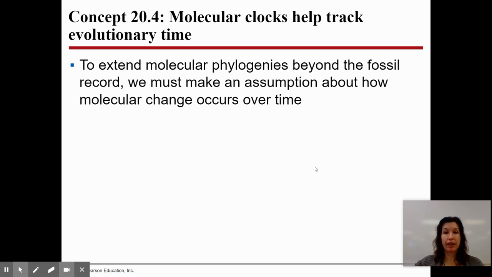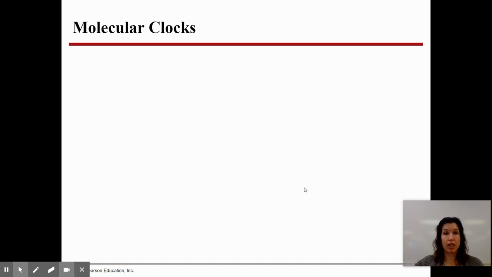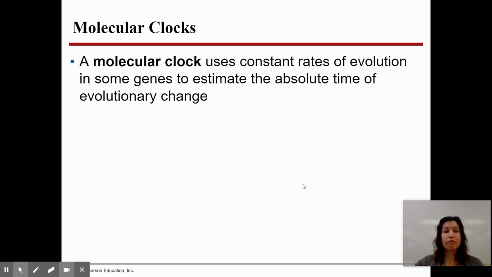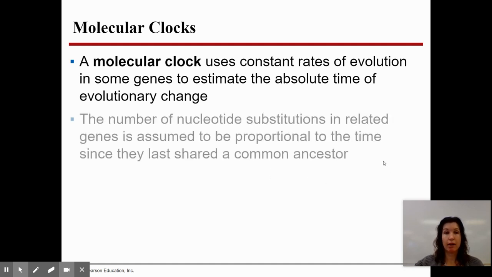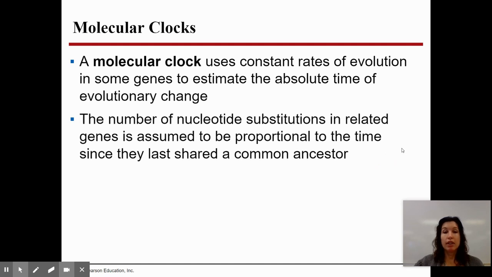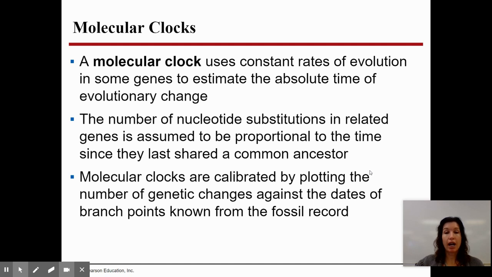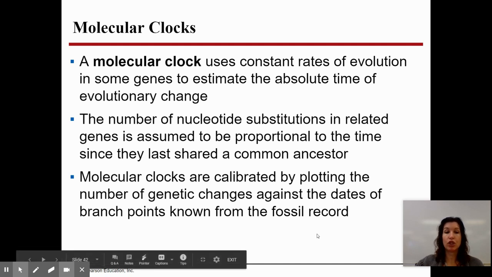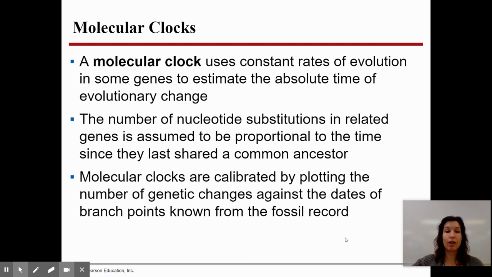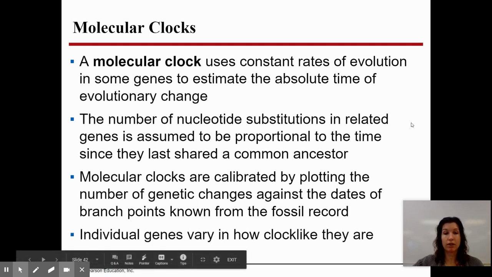To extend molecular phylogenies beyond the fossil record, we have to make assumptions about how molecular change occurs over time. And we do this by using a molecular clock, which uses constant rates of evolution in some genes to estimate the absolute time of evolutionary change. The number of nucleotide substitutions in related genes is assumed to be proportional to the time since they last shared a common ancestor. And molecular clocks are calibrated by plotting the number of genetic changes against the dates of branch points known from the fossil records.